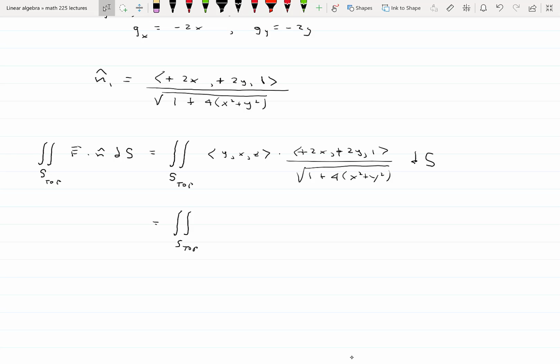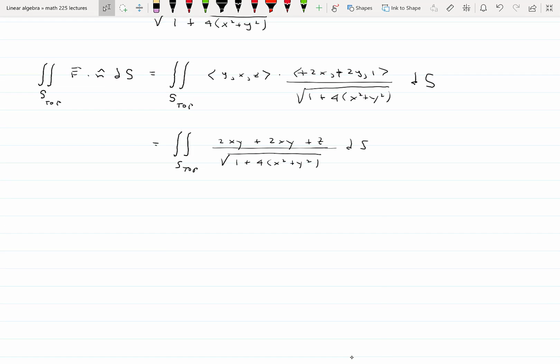So we have y times 2x, which is 2xy. We have x times 2y, which is 2xy. And we have z times 1, which is z, over the square root of 1 plus 4 times x squared plus y squared, dS. So we've turned this flux integral into a surface integral of a scalar function. Now let's evaluate this surface integral.